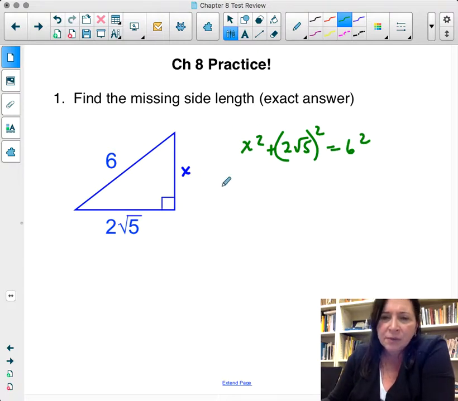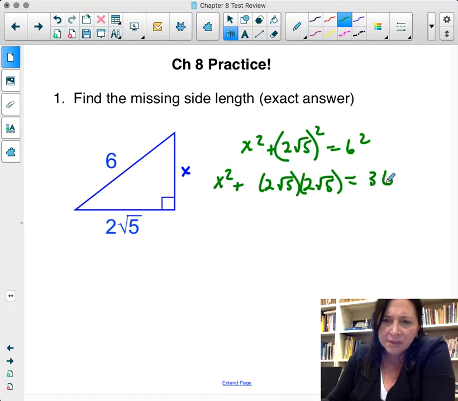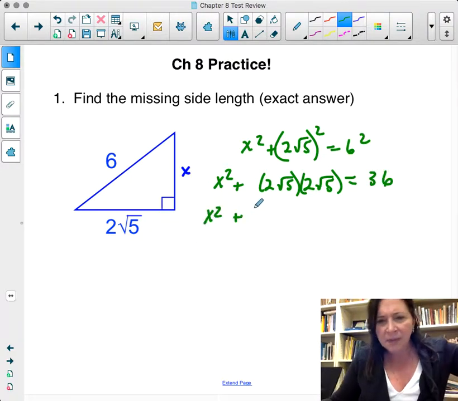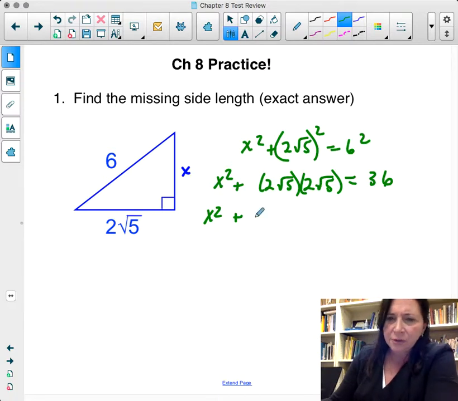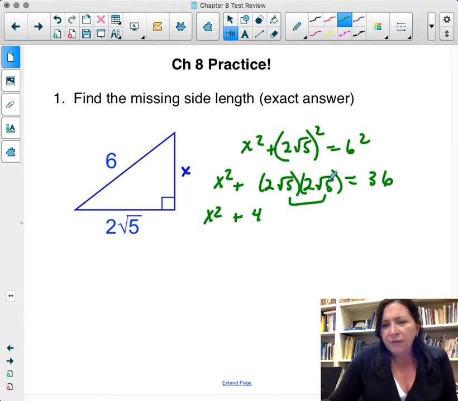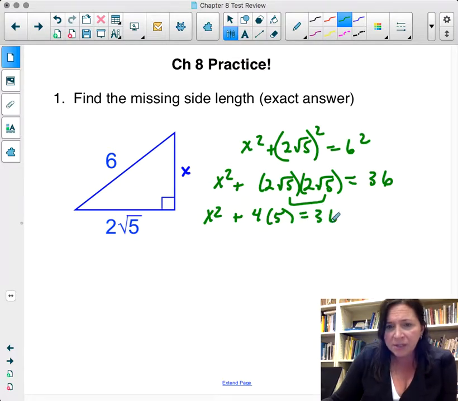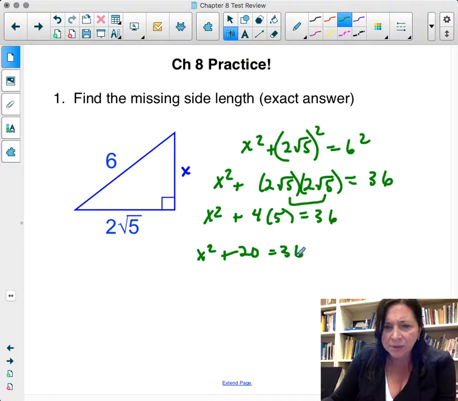Okay, so this is going to be x squared plus, and I'm just going to write this out, 2 root 5 times 2 root 5 is equal to 36. So we have x squared plus, and then this problem we have 2 times 2, which is 4. Your numbers get multiplied with numbers. Roots get multiplied by roots. So root 5 times root 5 is root 25, which is 5. So we have 4 times 5. And that equals 36. So we have x squared plus 20 is equal to 36.